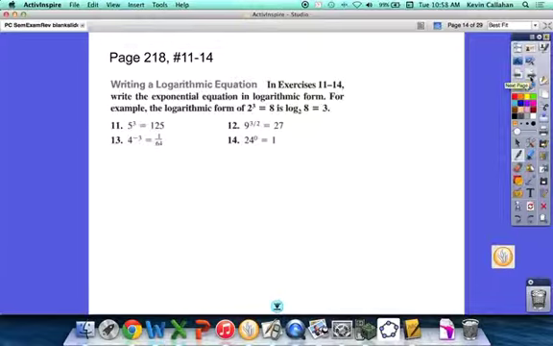Right? How do you convert from a logarithm to an exponential, or an exponential to a logarithm? This 5 to the third equals 125. What is the base of the logarithm? 5. Right? What does the logarithm equal? 3. And what goes inside the logarithm? 125. So the bases are the same. The logarithm equals the exponent because logarithms are exponents.